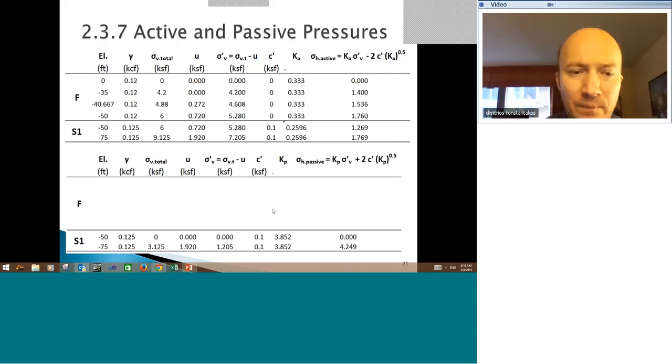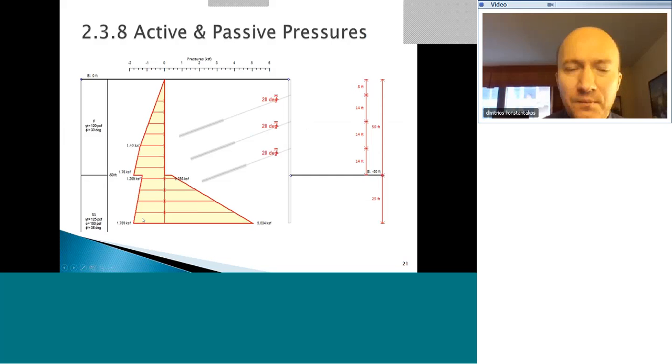And then we created the table for the passive pressures here, looking from elevation minus 50 to minus 75, unit weights. Again, the same concept with calculating the vertical effective stress, effective cohesion, Kp, and our passive pressure is being calculated here. Of course, we don't have anything above 50 feet because we have excavated the soil. So once we're there, this is what our active earth pressure diagram looks like.